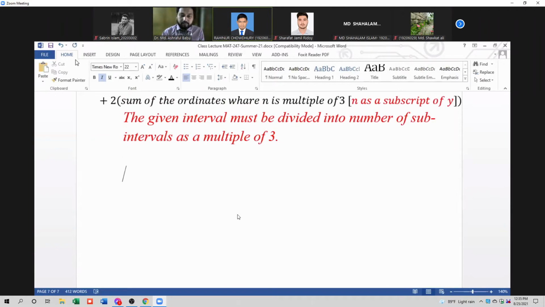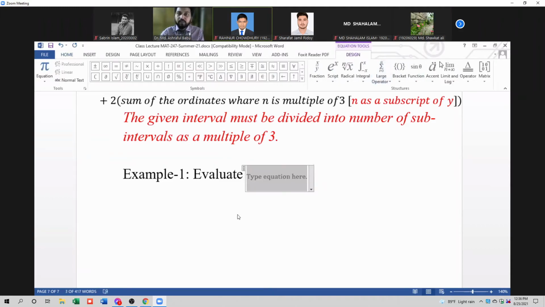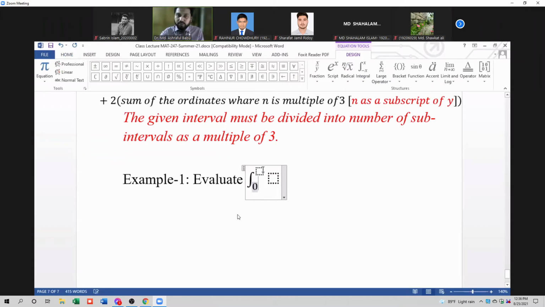Sir, you can give an example for the Simpson rules. You can give the example. So evaluate the integration from 0 to 6 of dx by 1 plus x square.